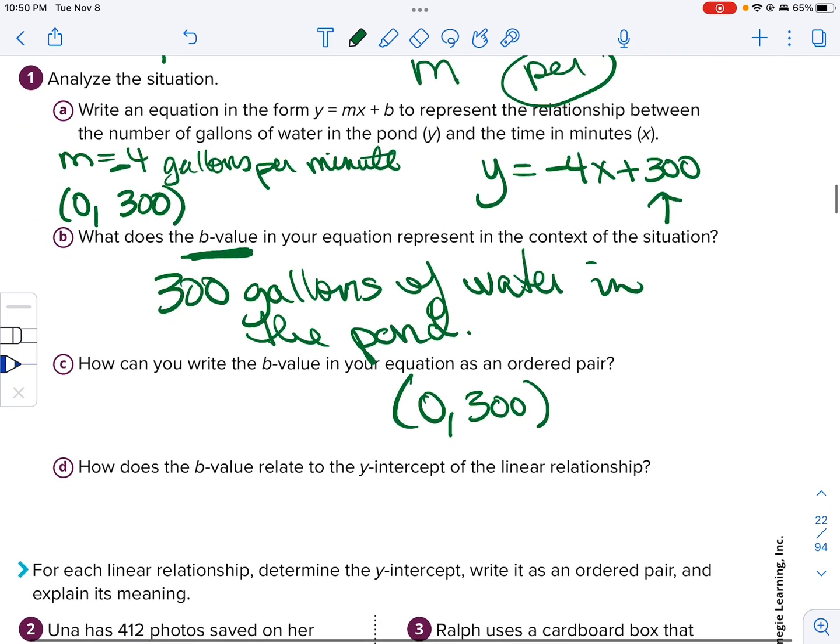How does the b value relate to the, it's the same.